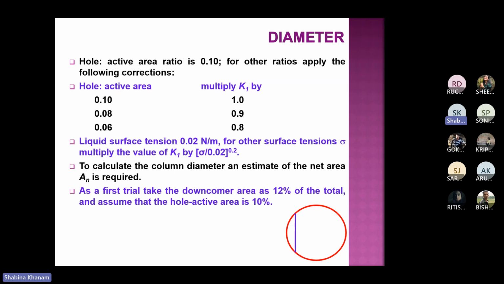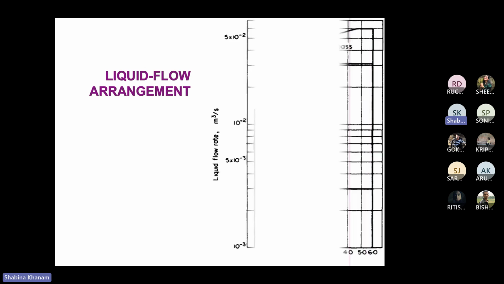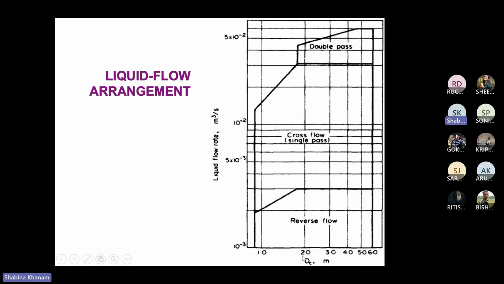Okay, either top and bottom, but diameter is independent of that condition and other parameters will be location dependent. Please keep in mind, this is to decide the liquid flow arrangement, and you can see the liquid flow arrangement from this graph. We have discussed the arrangements, right? Single pass, reverse flow and double pass, all three we have already discussed.